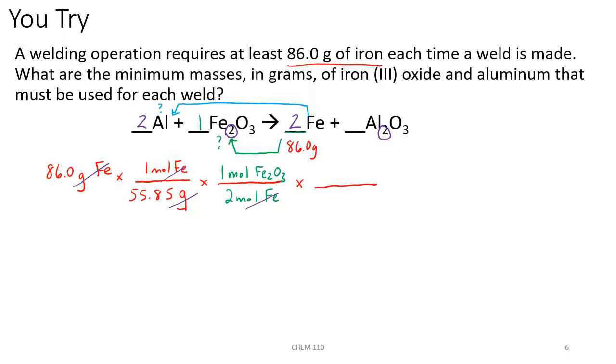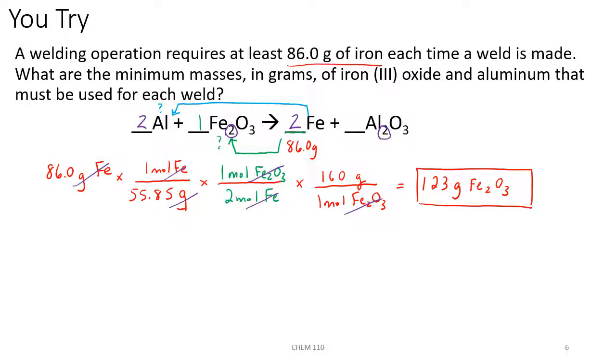And lastly, we're going to convert our 1 mole of iron 3 oxide into grams by calculating the molar mass. When you calculate the molar mass of iron 3 oxide, you should get about 160 grams per mole. So now your moles of iron 3 oxide can cancel, and the mass needed in grams should come out to be about 123 grams of Fe2O3. That answers the first part of our question.